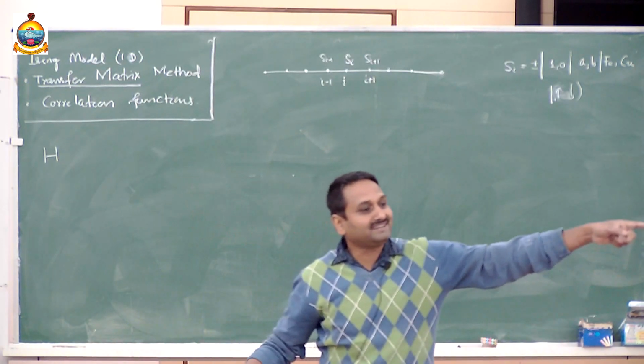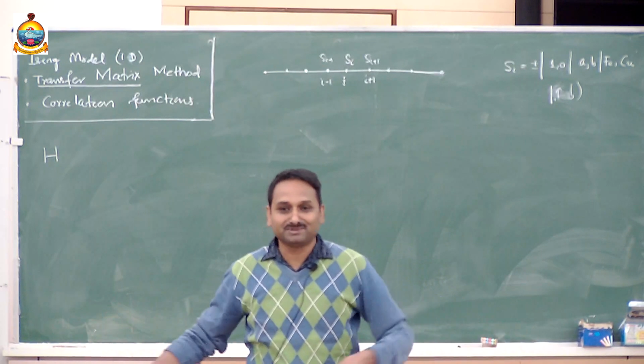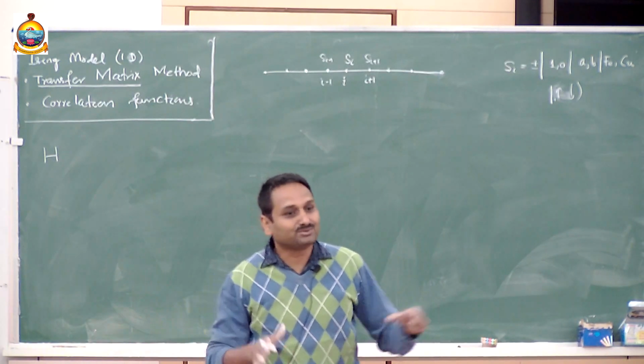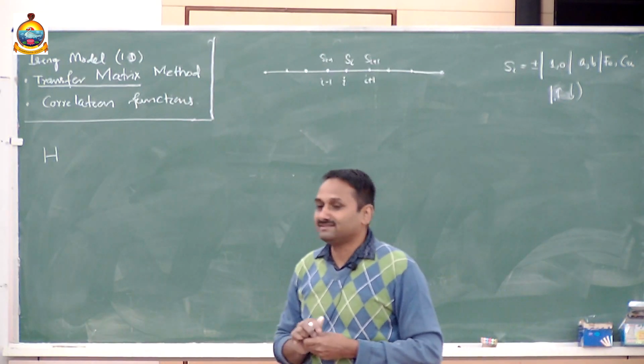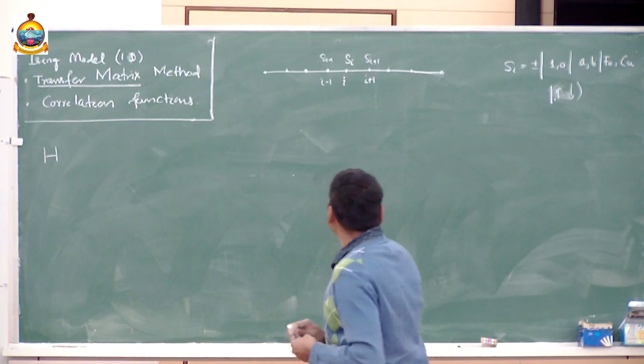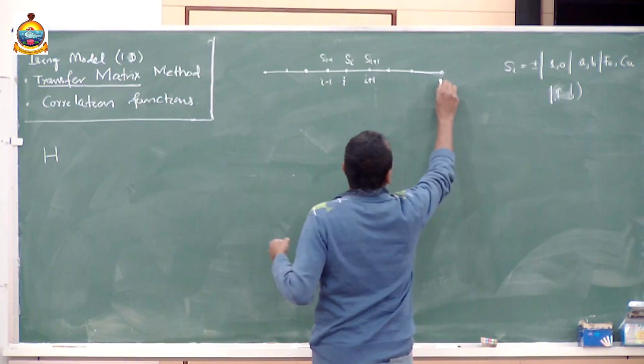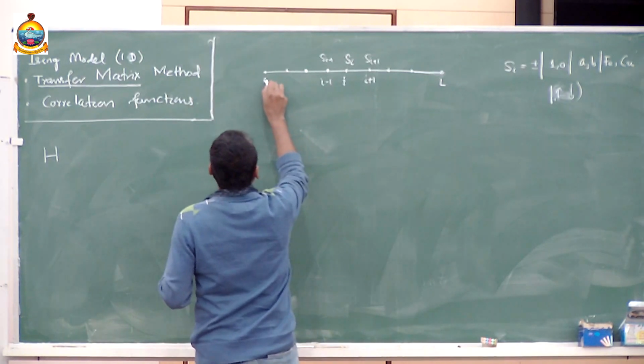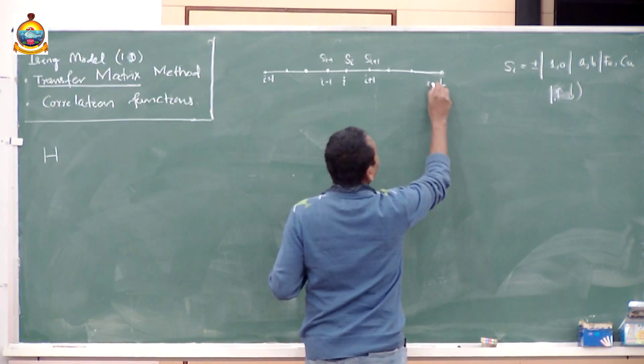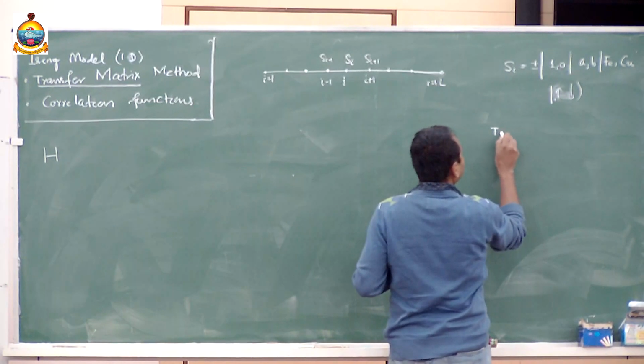So everybody can be in the red set, everybody can be in the yellow set, somebody yellow, somebody red, whatever. So how many configurations do you have? So this is I equal to 1 to L. So this I call I equal to 1 and this is I equal to L. So there is a total number of configurations in the system.